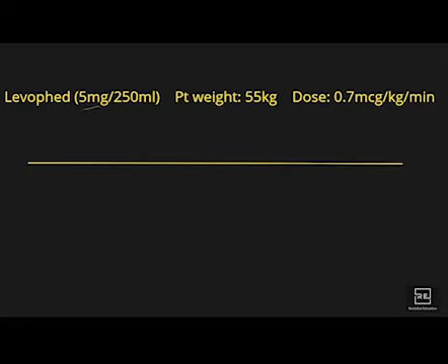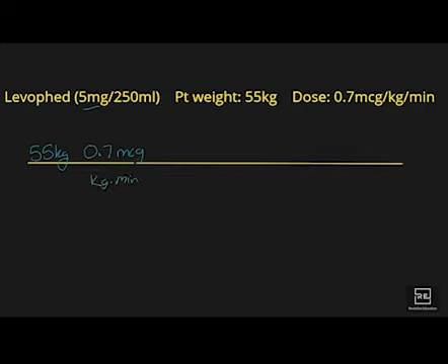Our weight's going to remain the same at 55 kilos, and the dose is going to remain the same at 0.7 mics per kg per minute. So just like we did before, what we want to start out is using our weight. So in this instance, we're going to use our weight of 55 kilos. And then we're going to incorporate our dose. So 0.7 mics per kg per minute.